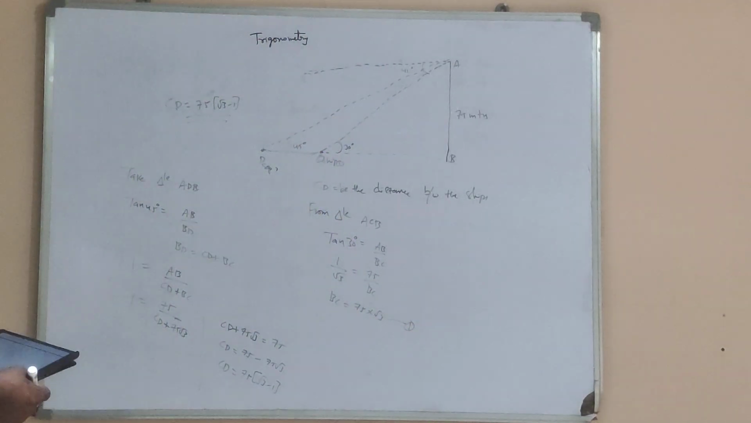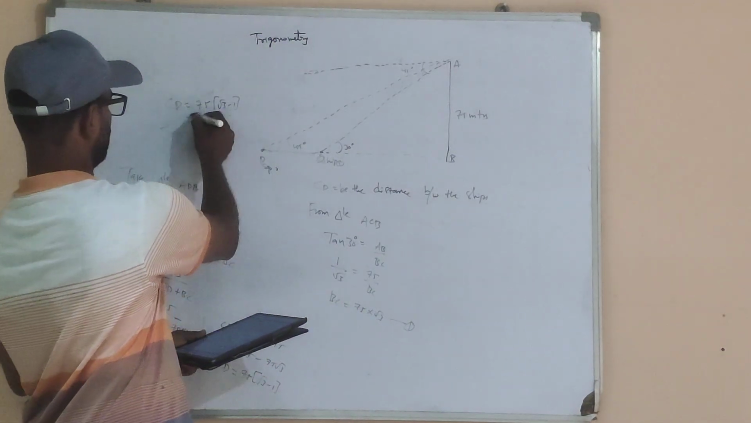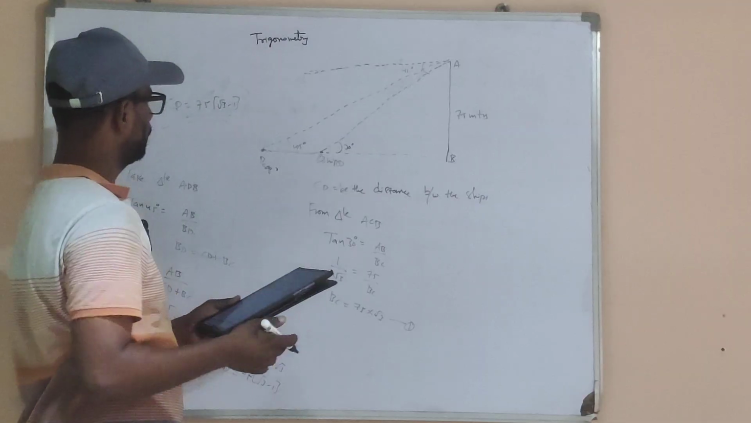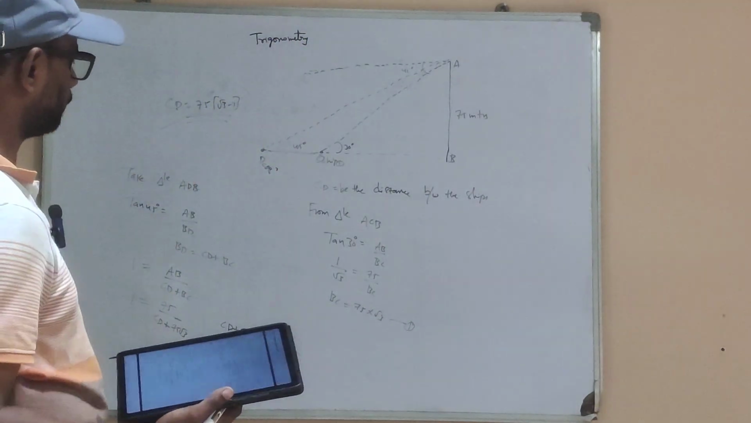Yes, the answer is 75 into root 3 minus 1 meters. This is the correct one. See, 75 into root 3 minus 1.